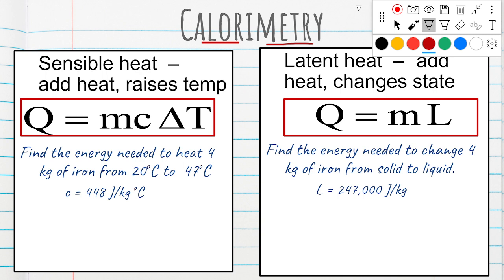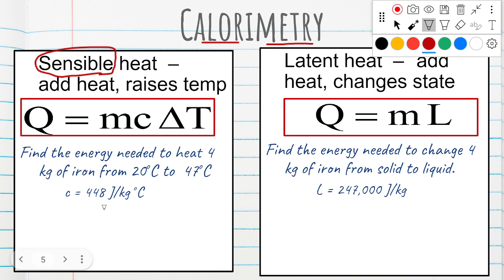And there are two kinds of heat that we principally need to think about. One is called sensible heat, and that means that we can sense it, that we can detect the temperature changing. Basically, I'm going to add heat and the temperature is going to go up. So you might have a problem that looks something like this.